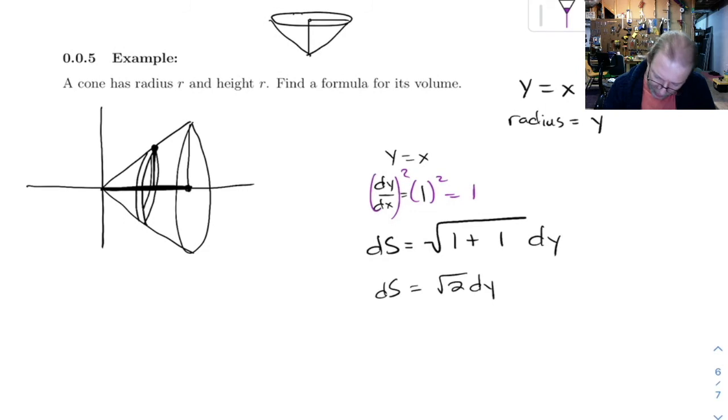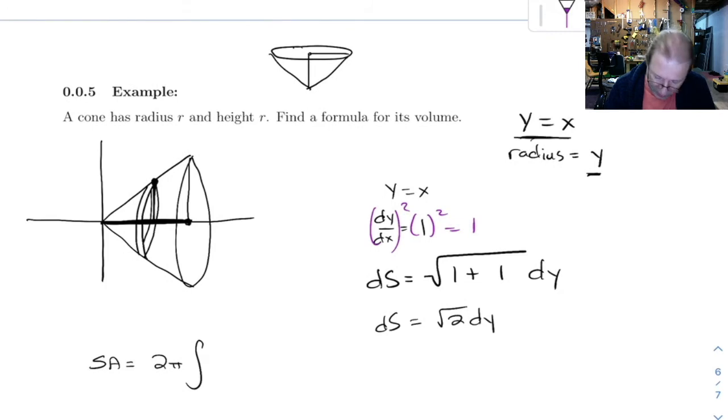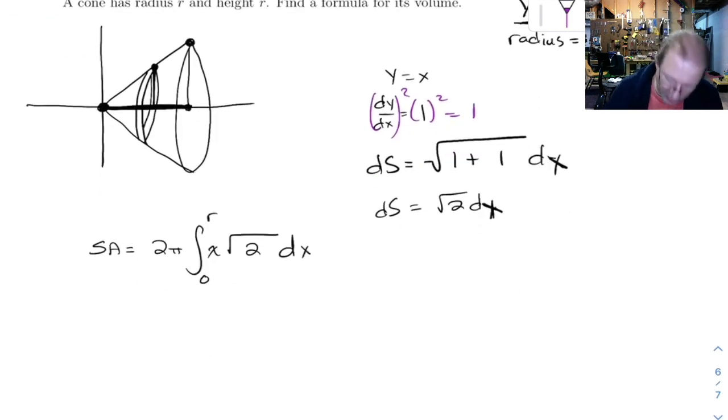All right, so that's our ds, and so our surface area is 2 pi integral of radius. Now remember, our radius is y, but since y and x are equal to each other, put in x times, this should be dx up here, square root of 1, or square root of 2 dx. And going from one place to the other, we're going from 0 to r, because we didn't have a specified radius on this, and we just said the radius is r. So let's integrate this and see what we get.